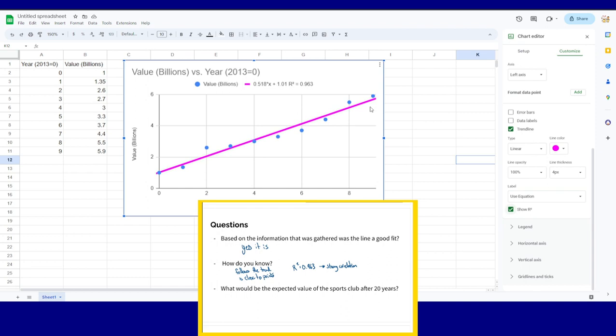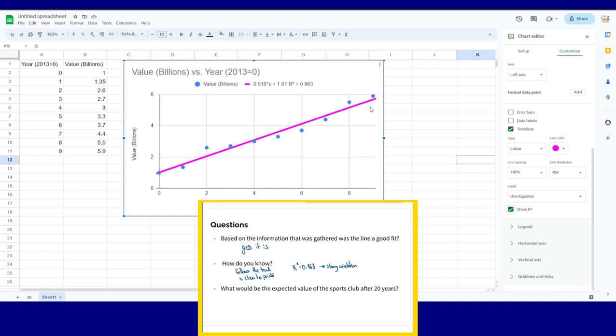So that means with the Lakers and their value, there's a strong correlation between the year and the value. So as the time increases, the value should be increasing. What is the expected value of the sports club after 20 years? So if I look at my graph, it only goes up to 8. So I can't really do anything with that.